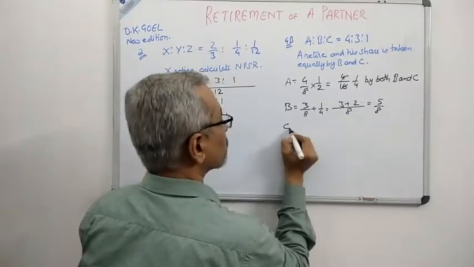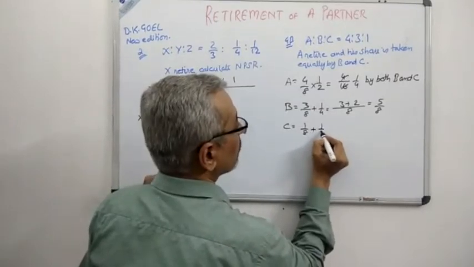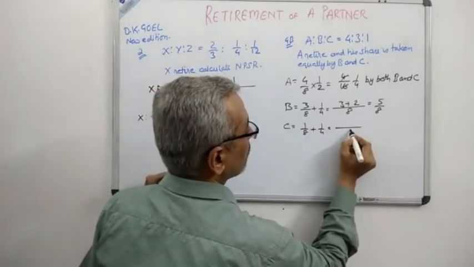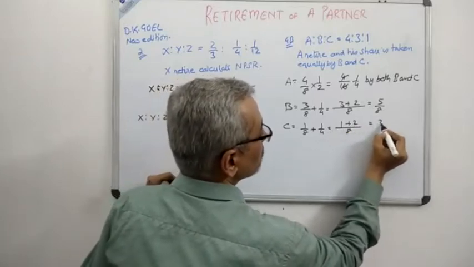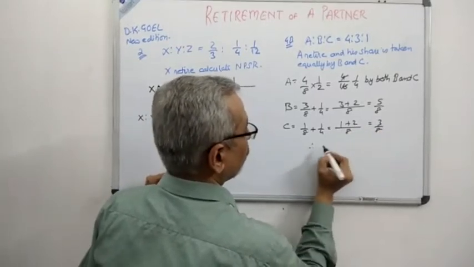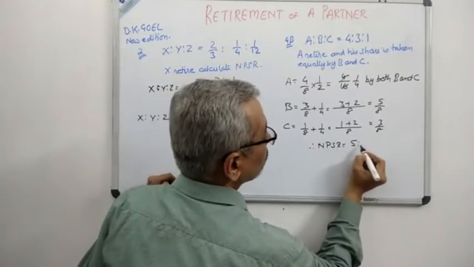And what will be the share of C? C's original share was 1 by 8 plus 1 by 4, which gives us LCM as 8, and 1 plus 2, that gives us 3 by 8. Therefore, the new profit sharing ratio in this case is 5:3.